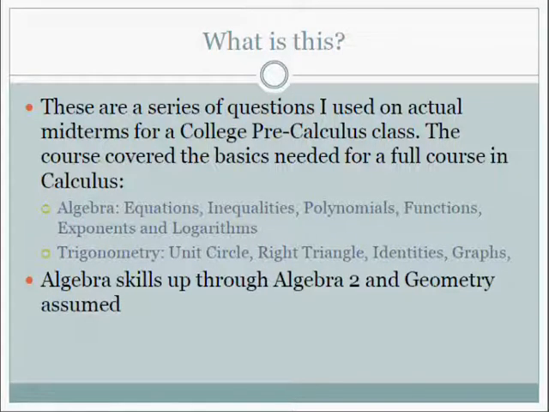So again, I assume that students had algebra skills through Algebra 2 in high school, up to the geometry level. I needed them to have at least some base knowledge, and admittedly the first test made sure that it had that base knowledge covered, plus some of the introductory things that we have been talking about.